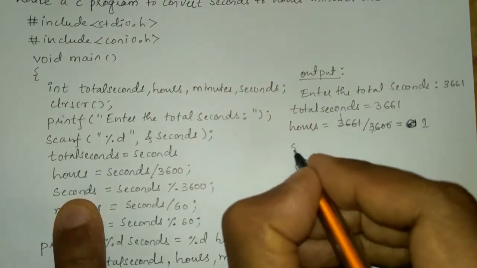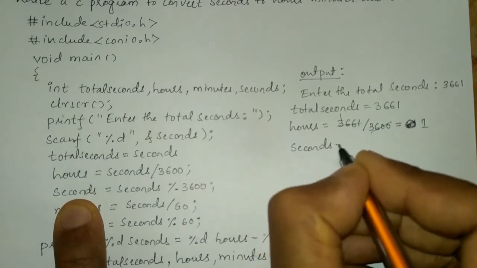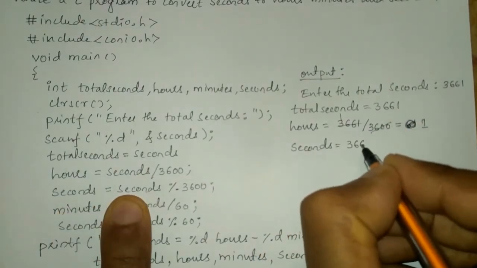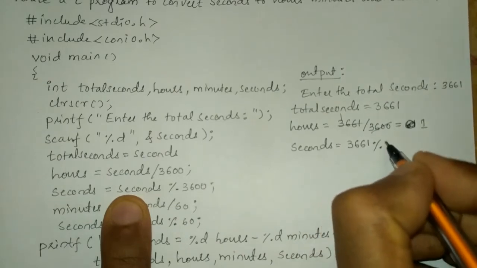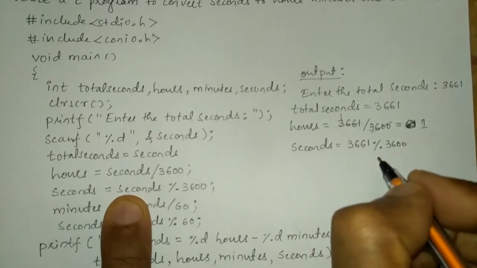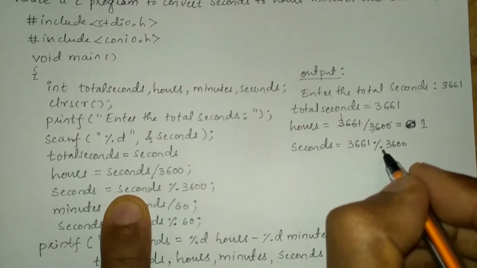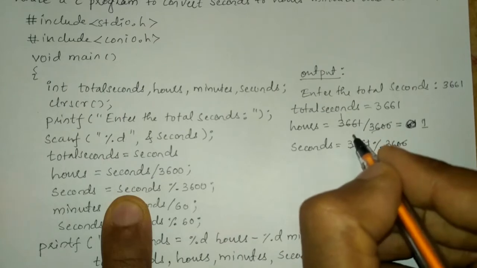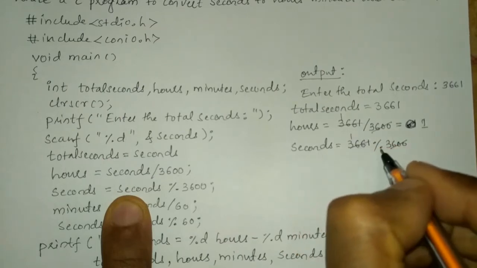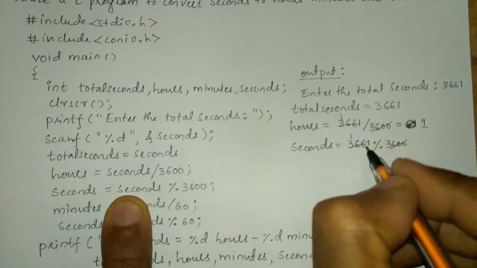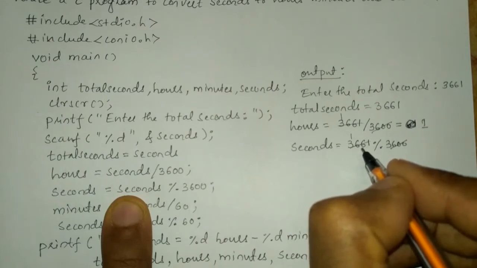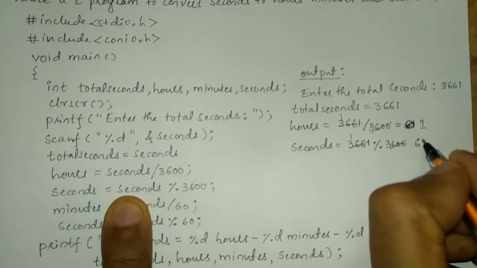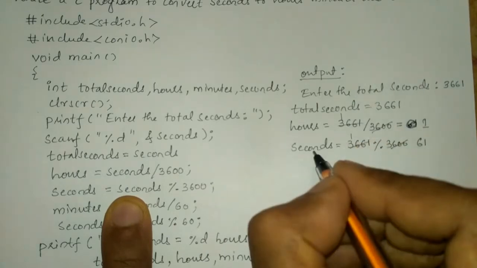Next, seconds is equal to seconds, 3661, modular division by 3600. Modular division always returns us the remainder. So 3600 ones are 3600. This is the quotient, but modular division gives us the remainder. So 3661 minus 3600 gives us 61. So this is the value stored in seconds.